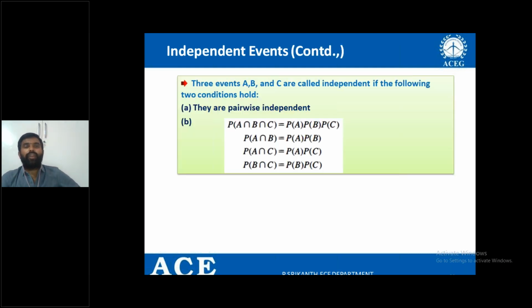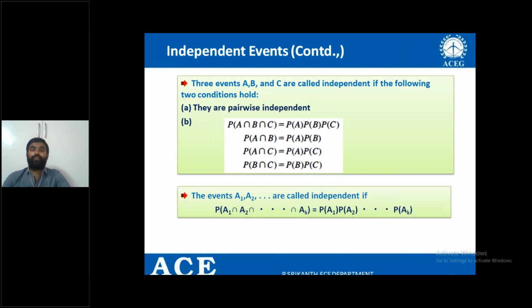And for independent events, we have some other relations. If there are more events in an experiment, and the three events A, B, C are independent, you can also write P of A intersection B intersection C equals P of A into P of B into P of C. Similarly, the individual relations can also be taken. If there are more events, the relation is also valid from A1 to AN.